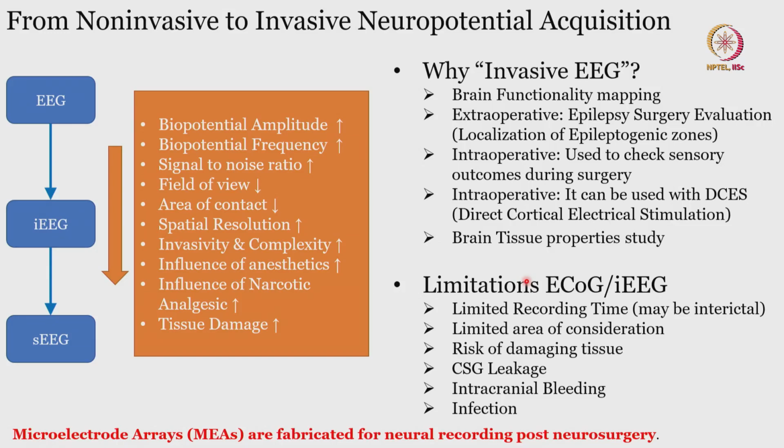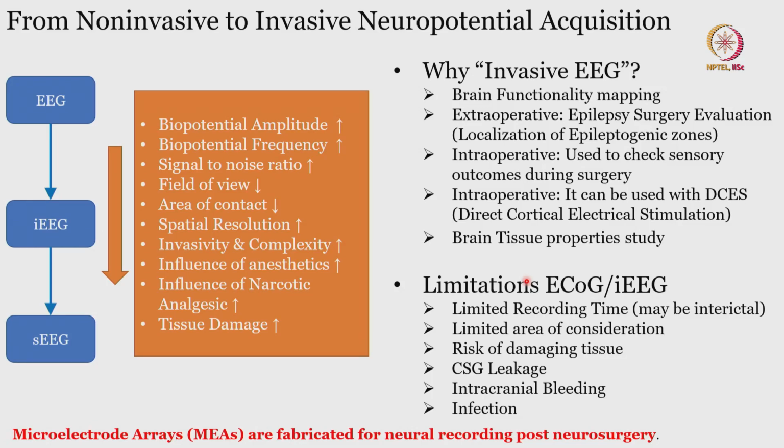So for that we need to understand or check the sensory outcomes during surgery. We need to understand whether it can be used with direct cortical electrical stimulation, and we can also understand brain tissue properties. That means if I want to use the same kind of device or a deep brain stimulation electrode for treating Parkinson's, right, what kind of signals are required, where to implant this electrode, how long the electrode should be implanted, what kind of toxicity effect will be there, whether there will be any tissue damage, right.